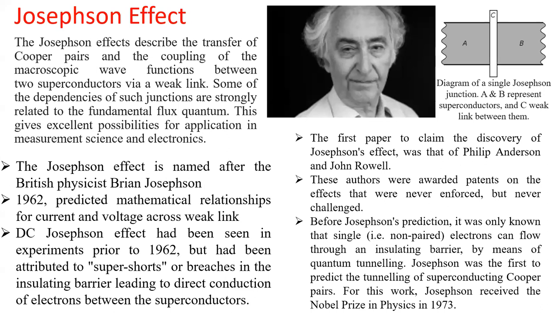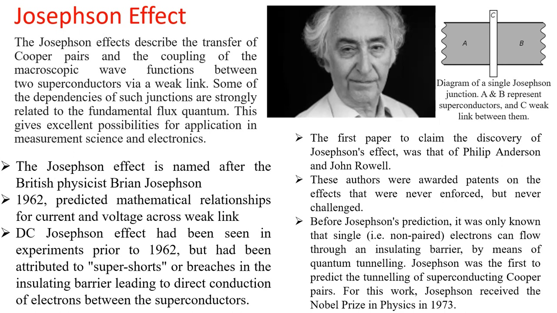That barrier is called the breaking of the barrier. That breaking of the barrier gives some current. That current is an enormous current, actually. The DC Josephson effect had been seen in experiments prior to 1962, but had been attributed to super shots. He knew of that one, but could not come to a conclusion.